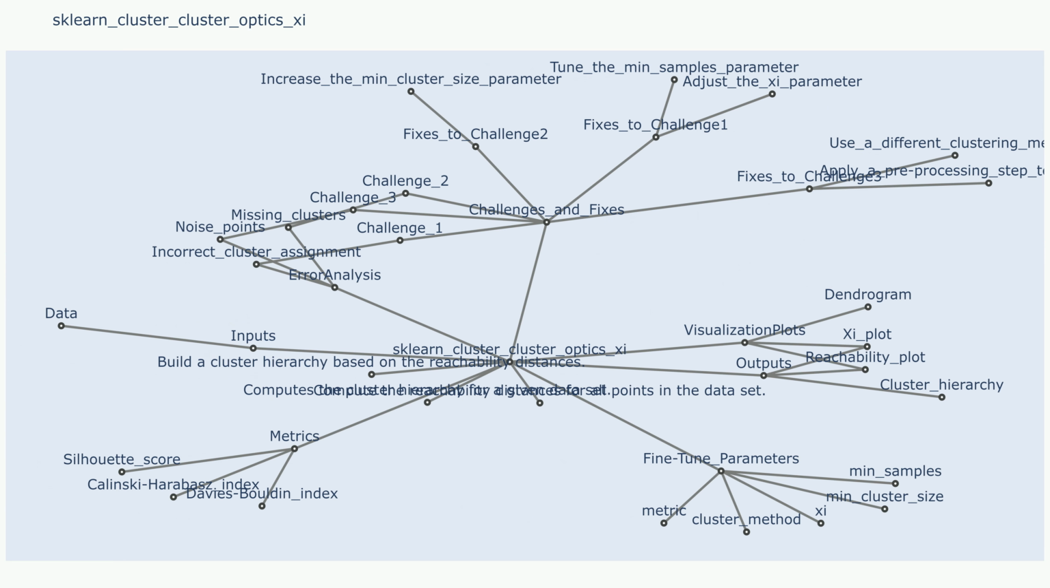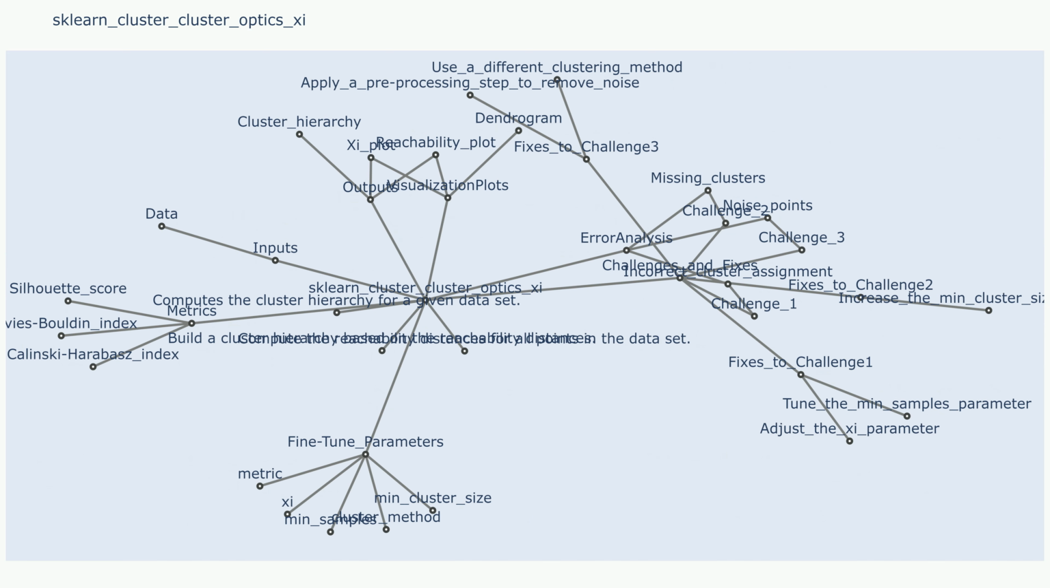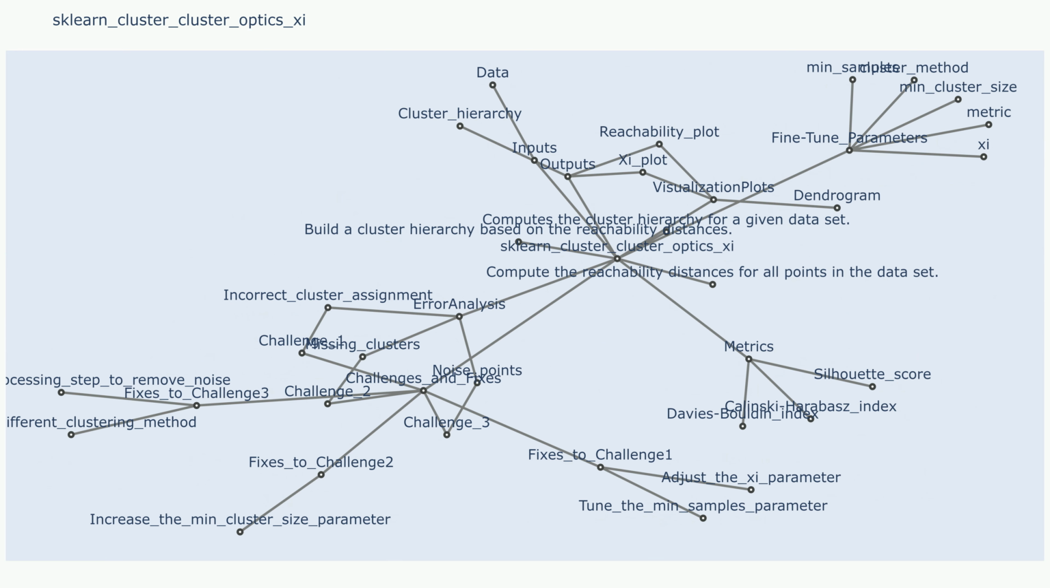Inputs. X. This is the input data, represented as a 2D array with each row corresponding to a data point and each column corresponding to a feature. min_samples. This parameter defines the minimum number of data points required for a cluster to be considered valid. This parameter is essential for controlling the sensitivity of the OPTICS algorithm to noise and outliers.